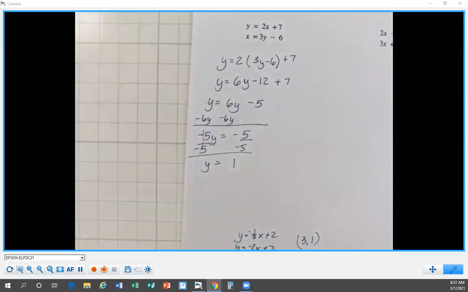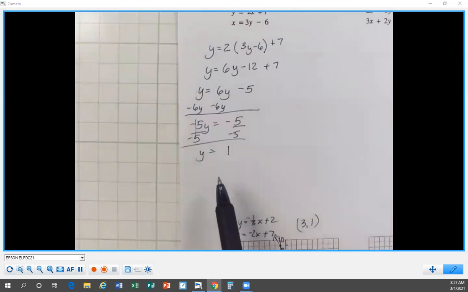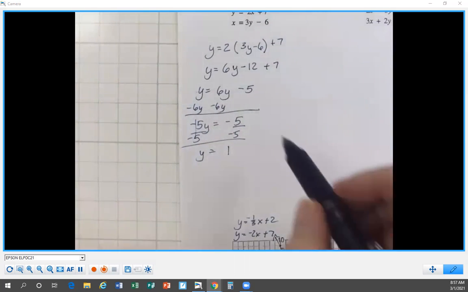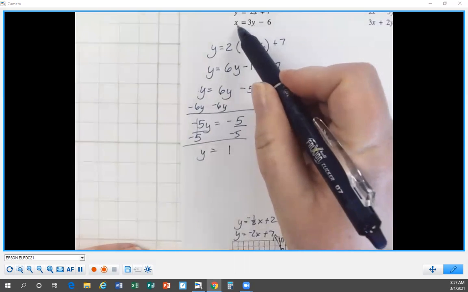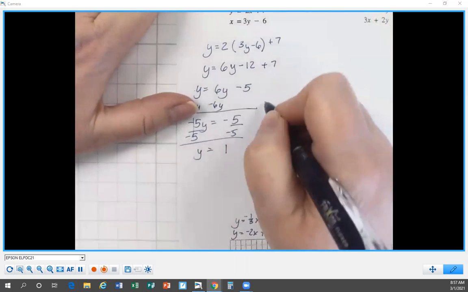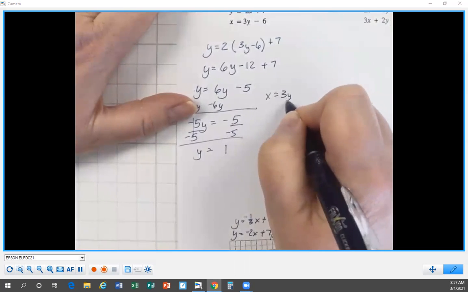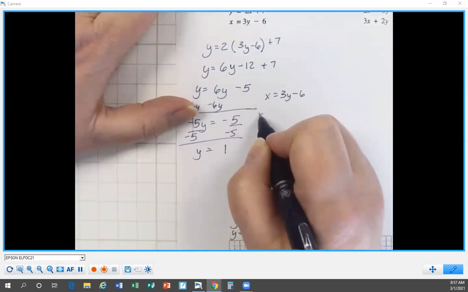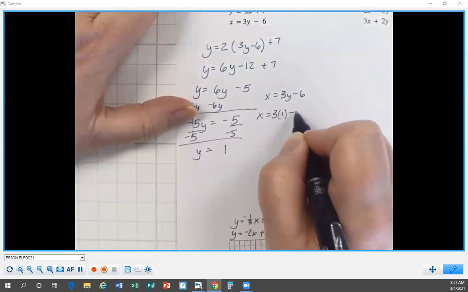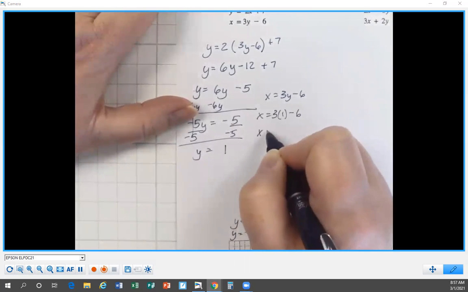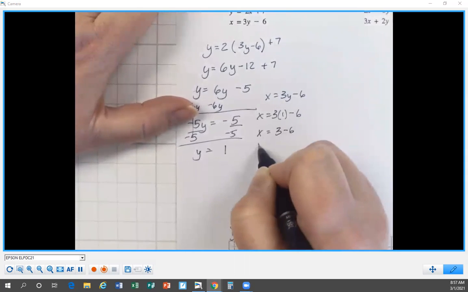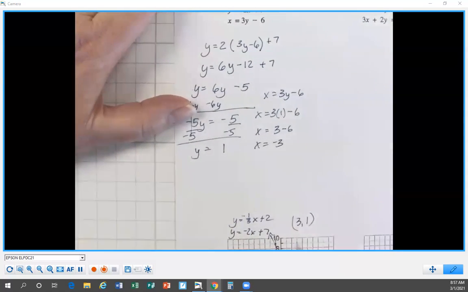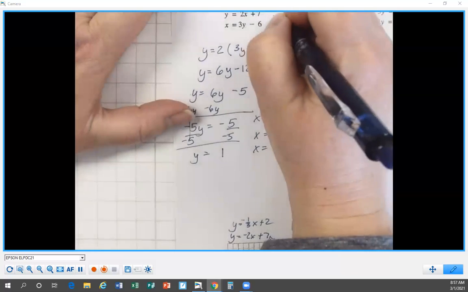Okay, and then once we have y equals 1, we can substitute that back into either one of the original equations. Since next I'm interested in finding out what x equals, I'll plug that in here. So the x is already solved for. So x is equal to 3y minus 6. I'm just subbing in that 1. So x equals 3 times 1 minus 6. X equals 3 minus 6. X equals negative 3. So our solution is negative 3, 1.